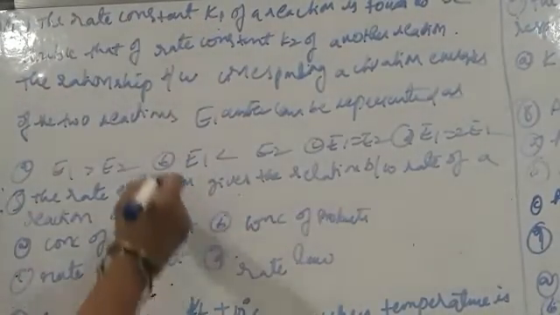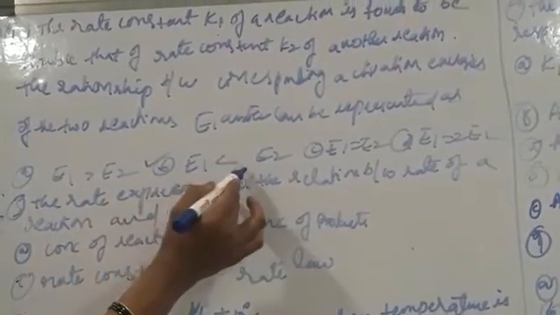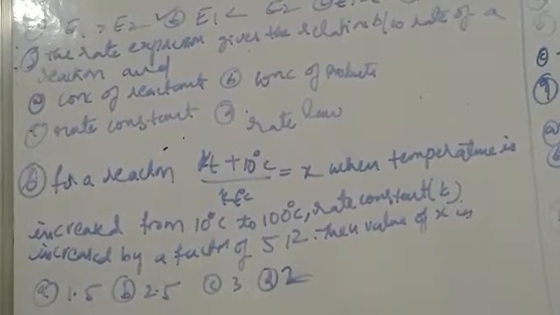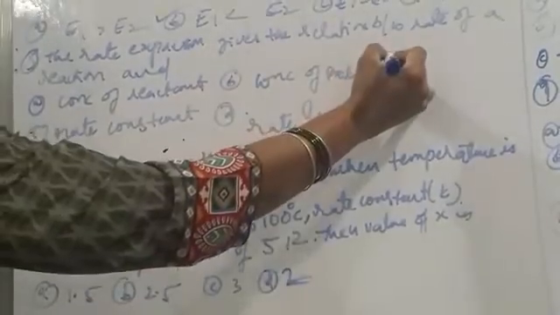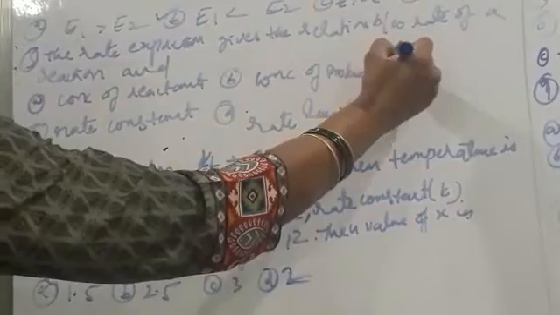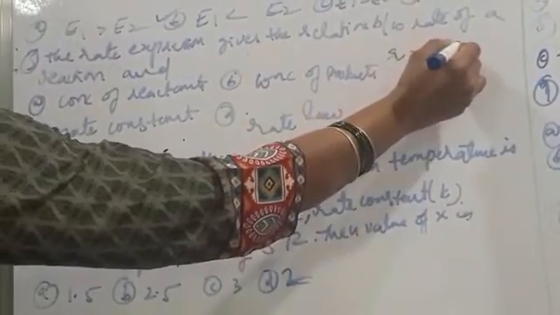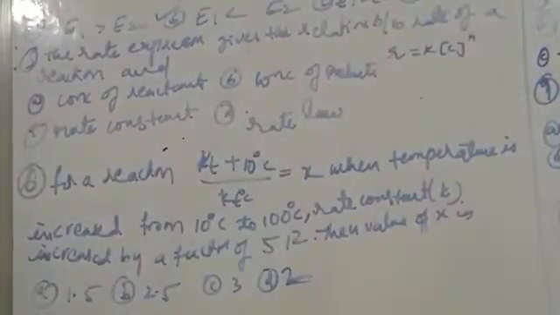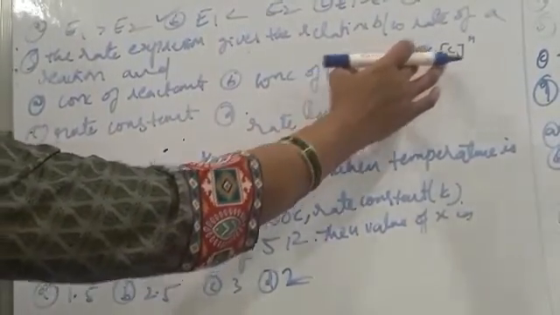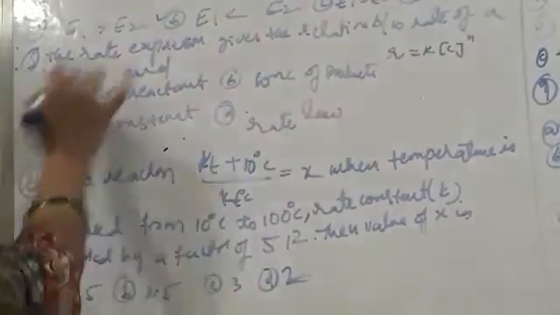So that's why, what is the relation between activation energies? E1 is less than E2. Next, the rate expression gives the relation between rate of a reaction and what? What is a rate expression? Rate law, or rate equation, is also called the rate expression. So R is equal to K into concentration to the power n. So rate expression gives the relation between rate of a reaction and concentration of reactants. So A.